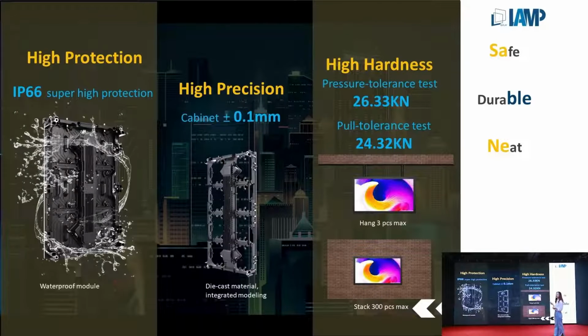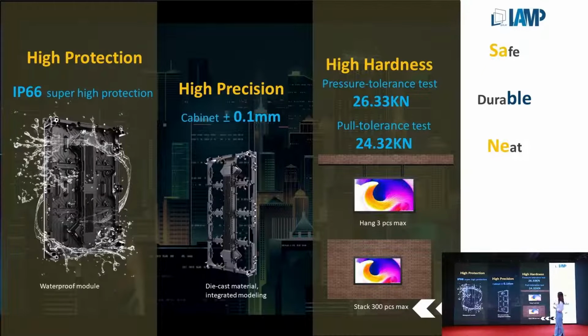And the second one is the high precision. It is precise to install such kind of cabinets, because with such small pitch outdoor lattice plates, the installing gap between cabinets is very important, since the pitches become smaller and smaller. So the cabinet is precise up to 0.1 millimeter. You can see the cabinet is a hollow design, but it is a die-casting cabinet, integrated modeling, so it makes high precision when you're installing the cabinets.